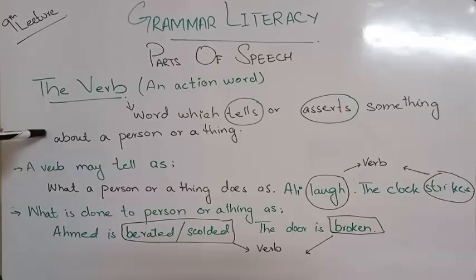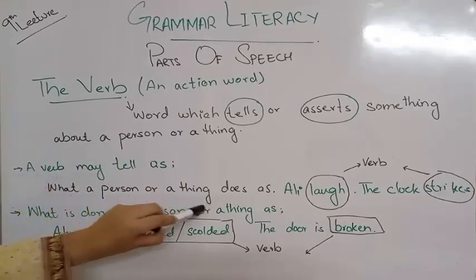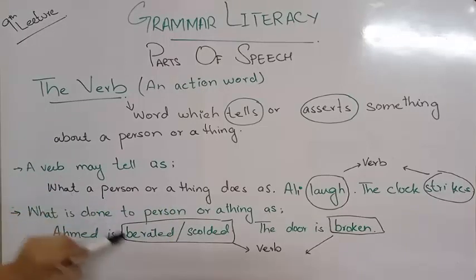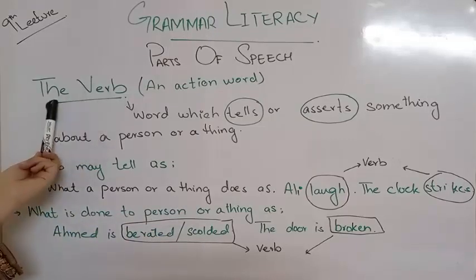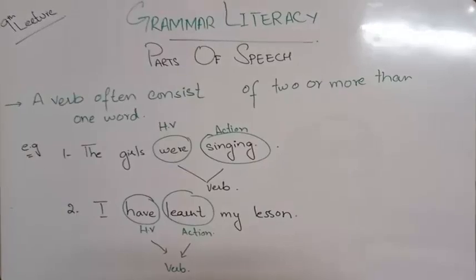A word which tells or asserts something about the person or thing, and what assert and tell mean: a verb may tell us what a person or thing does and what is done to the person or thing. Both are included in this tell and assert, and these are called the verb. I hope that you have understood it very well. So let's go to the next portion.